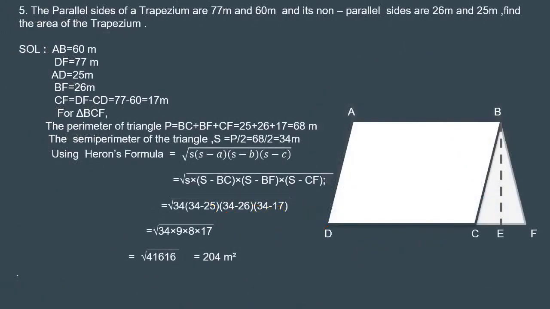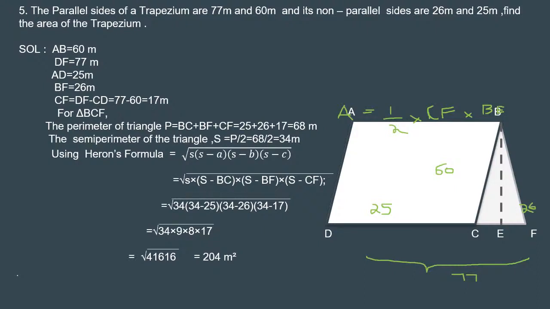Okay, fifth question. The parallel sides of a trapezium are 77 meters and 60 meters and its non-parallel sides are 26 meters and 25 meters. Find the area of the trapezium. Parallel sides will be AB and DF. So AB will be 60 and DF will be 77, and its non-parallel sides are 26 meters and 25 meters. So AD will be 25 and BF will be 26.